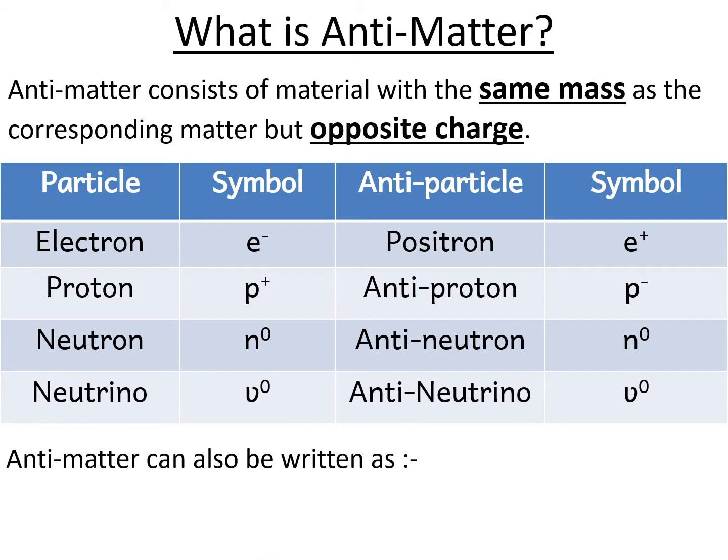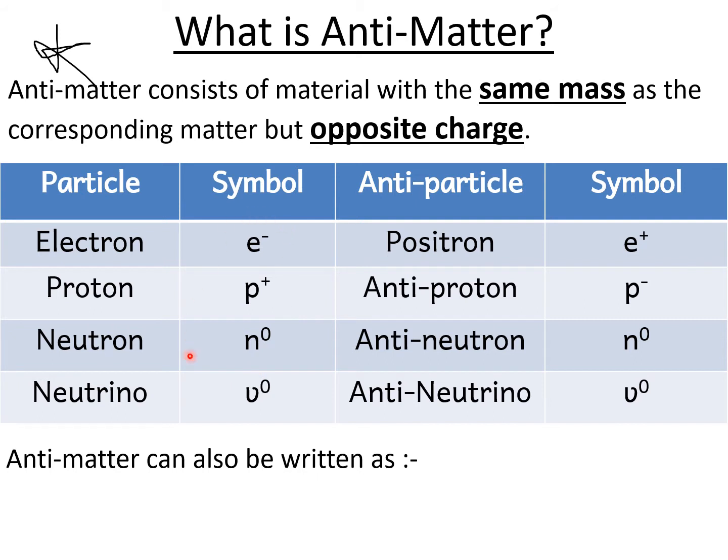Okay, so this slide's really important and I would like you to copy the information on this slide here. And this is our definition of what antimatter is. It is simply that antimatter consists of material with the same mass as the corresponding matter, but opposite charge. So for example here, we have our matter particles here, electron, proton, neutrons and neutrinos. And we have their symbols here, E for electron, and remember there's a negative because an electron has a negative charge. P for a proton and a plus there because there's a positive charge. Neutrons and neutrinos both are neutral, so that's why we have a zero there.